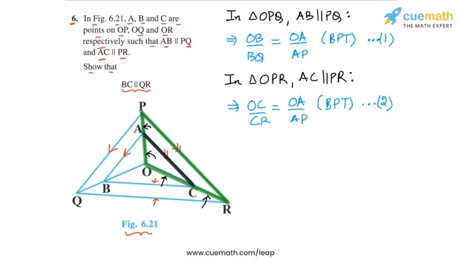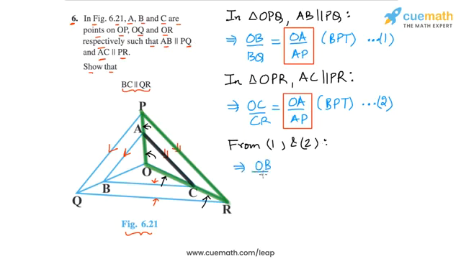And now we observe that in equations 1 and 2, the RHS is the same, OA by OP, and therefore we can say that the LHS will also be the same. So from 1 and 2, we can now conclude that OB by BQ will be equal to OC by CR.